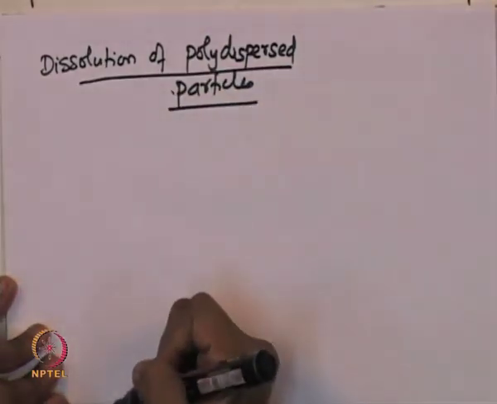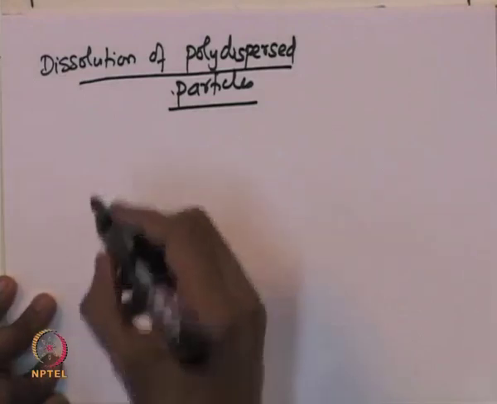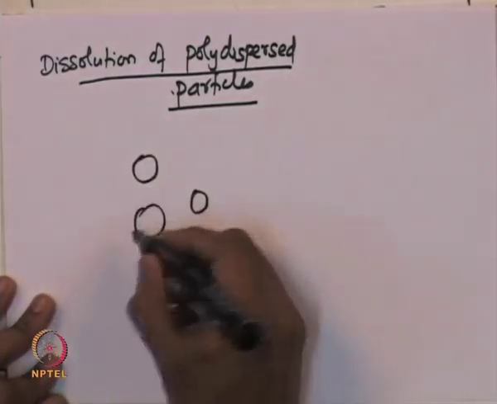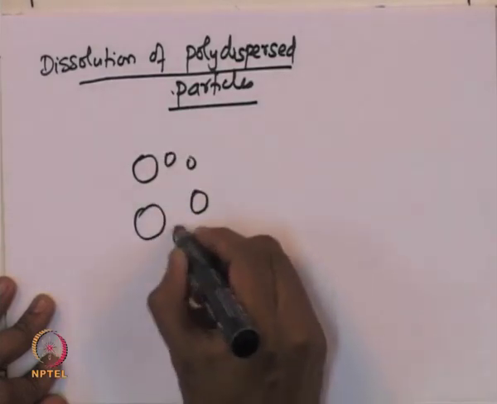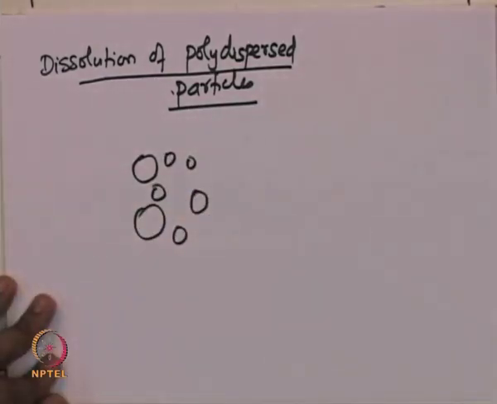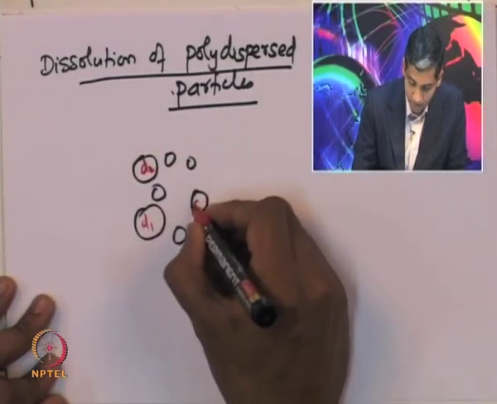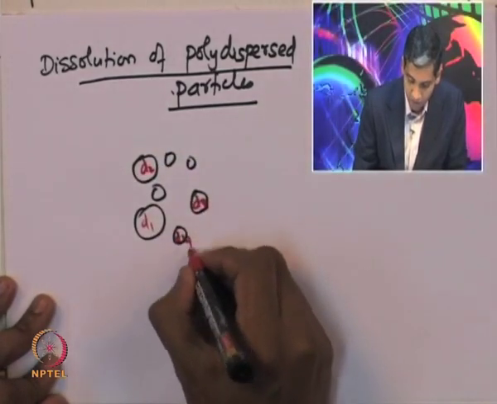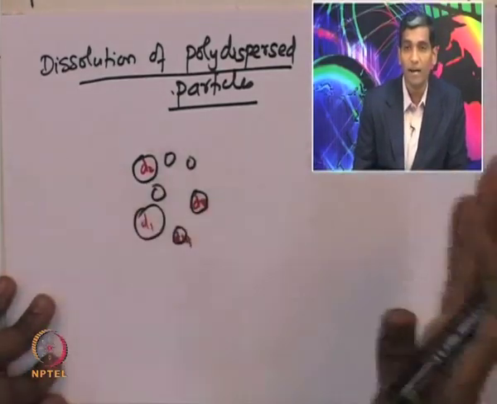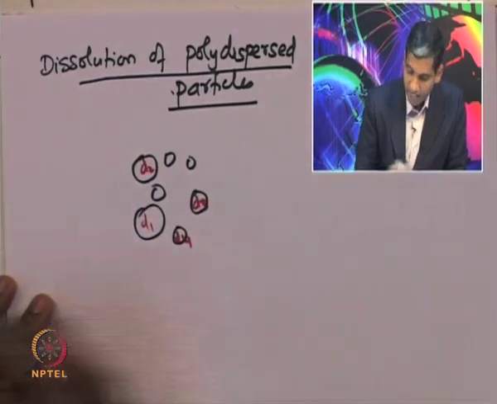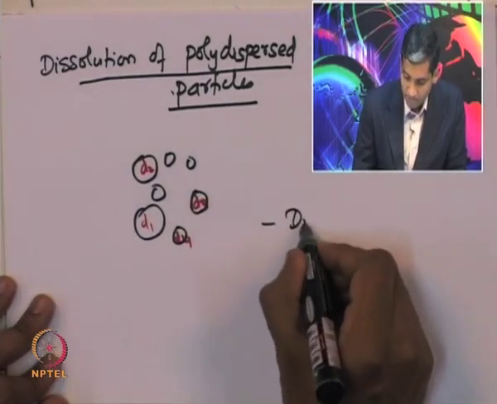Dissolution of polydispersed particles. So, what are polydispersed particles? Suppose you have a collection of particles which are of different sizes. For example, this big one could be of size d1, it could be d2, maybe d3, and this could be d4, and so on and so forth. So, there will be a collection of particles, and each of these is different in size, so there are particles of different sizes.